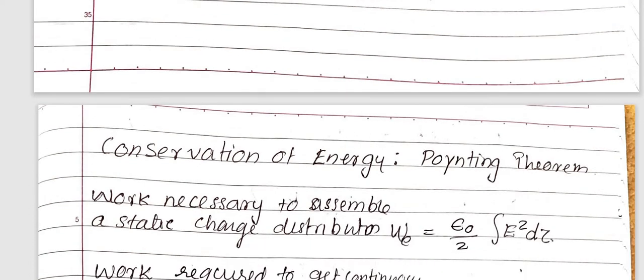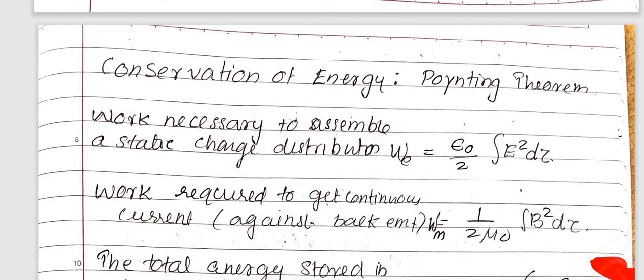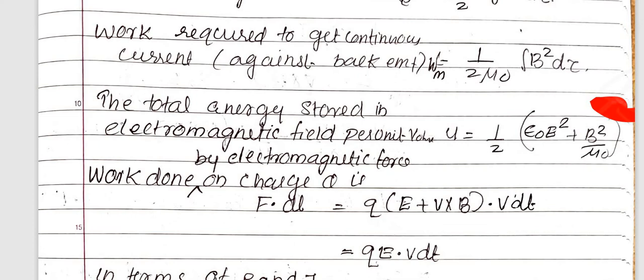Next let us discuss the conservation of energy. This conservation of energy theorem is otherwise known as Poynting theorem. We already studied that the work necessary to assemble a static charge distribution is given by W_E equals epsilon 0 by 2 times the integral of E squared d tau. And the work required to get a continuous current, that is the work against the back EMF, W_m, is given by 1 by 2 mu 0 times the integral of B squared d tau. This work done is stored as energy in the electromagnetic field. So the total energy stored in the electromagnetic field per unit volume is U equals half of epsilon 0 E squared plus B squared by mu 0.